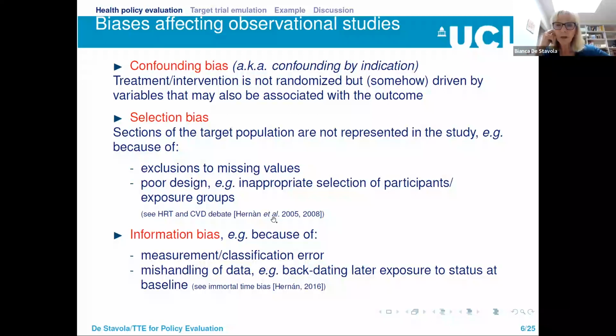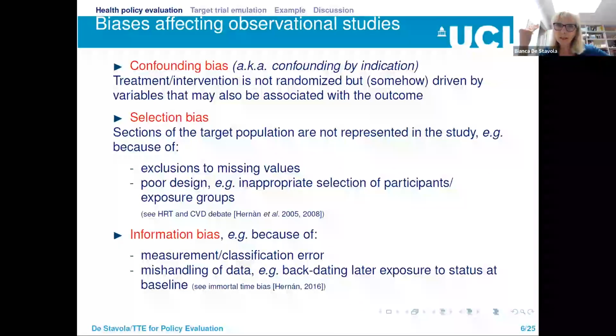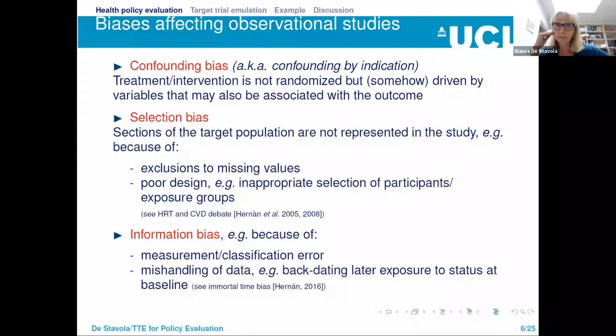the most important one, was the debate about the impact of HRT, hormone replacement therapy, on risk of cardiovascular disease in postmenopausal women. There, the original publications based on observational data were based on a poor design, a poor definition of exposure, and therefore poor inclusion of participants.